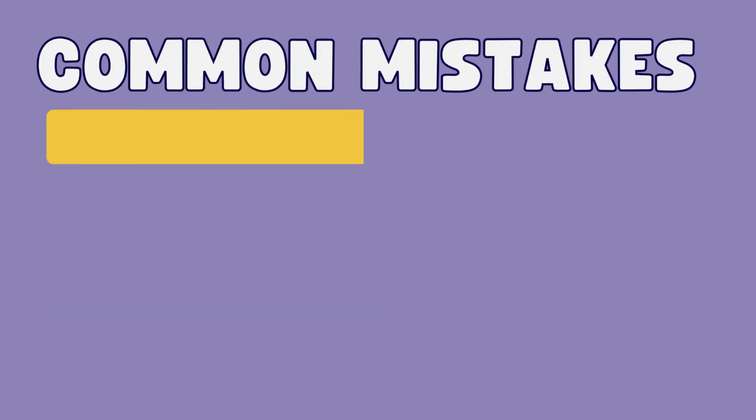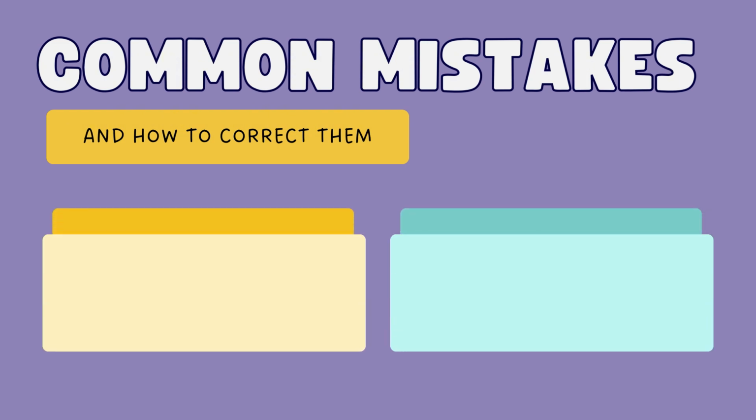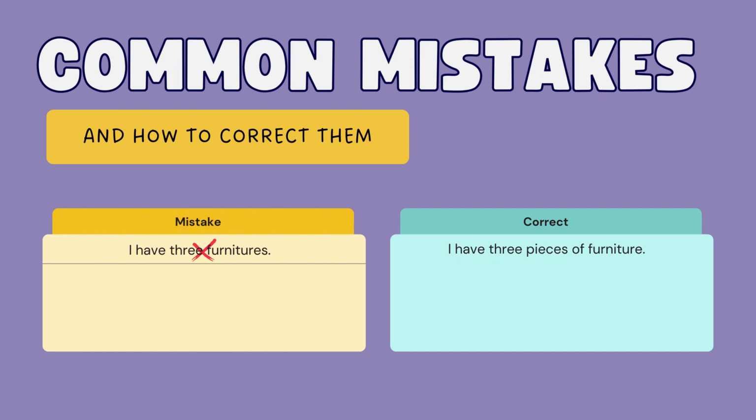Common mistakes and how to correct them. I have 3 furnitures is incorrect. Furniture is uncountable, so it doesn't take S or a number. The correct sentence is, I have 3 pieces of furniture.